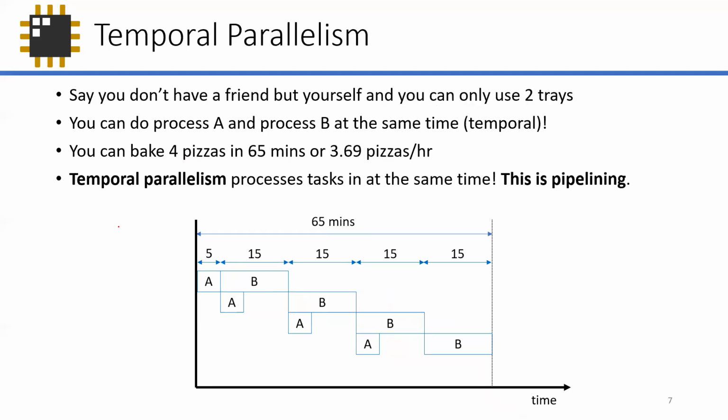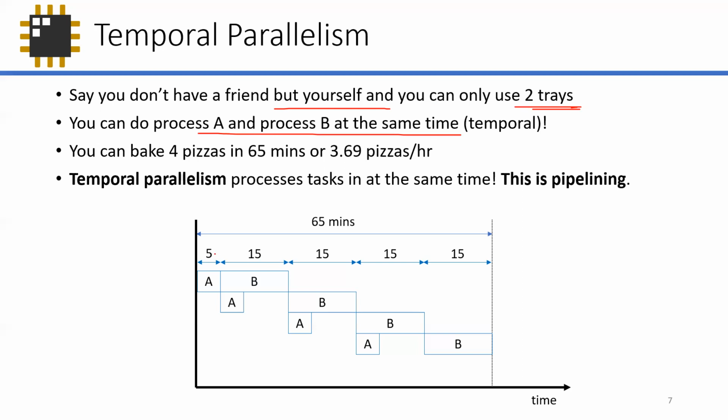Temporal parallelism, on the other hand, is when you don't have a friend, okay, but yourself, right? Because sometimes it's expensive to ask a friend to come over. Yeah, they have to drive to you and prepare things just to go to you. Okay. And then say you only have yourself and you can only use two trays at a time. You can do process A and process B at the same time, actually.